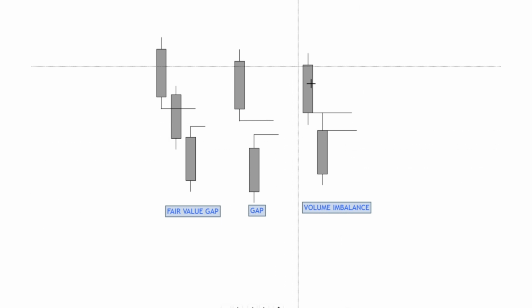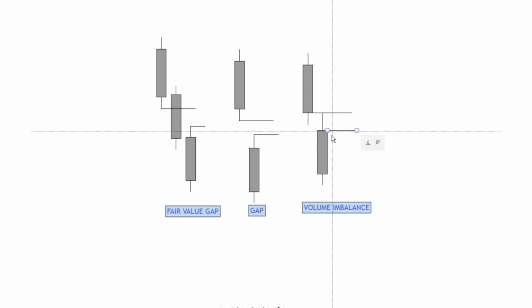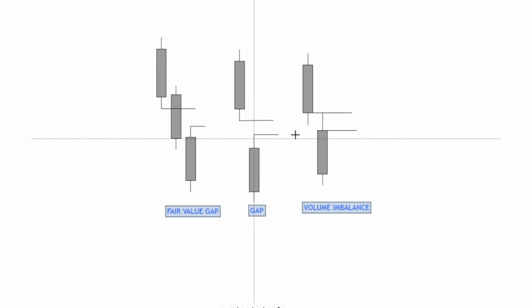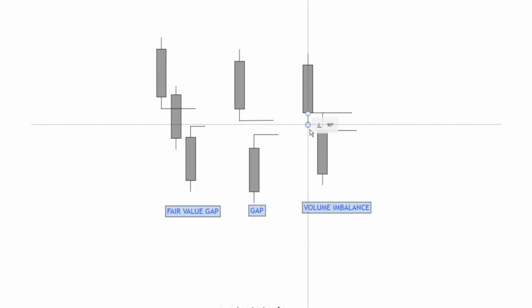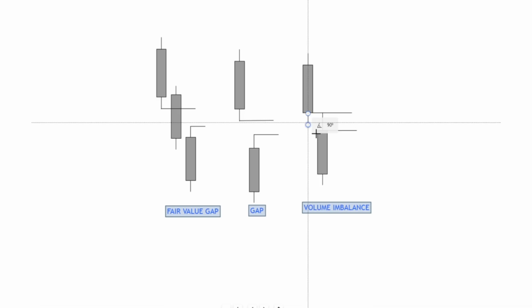A volume imbalance happens when there's a price difference between the close of one candle and the open of the next. But here's the key. Unlike a traditional gap, there's still some trading activity in that zone. You'll often notice some overlap between the high and the low of those two candles, meaning that the market was active even though it wasn't perfectly balanced.